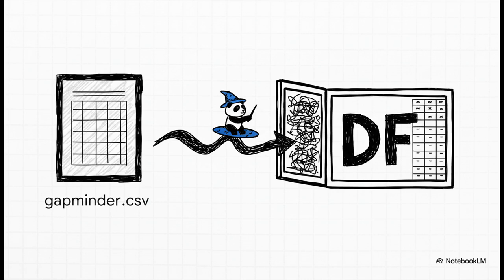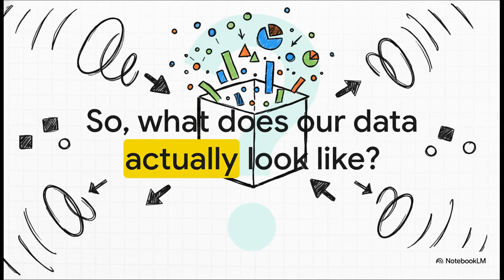df is short for data frame, which is just the special pandas name for our new superpowered data table. So, we ran the code and nothing happened, right? It just went to the next line. Well, the data is loaded. It's just sitting quietly inside that df variable we created. So the obvious first question is, what's actually in there?